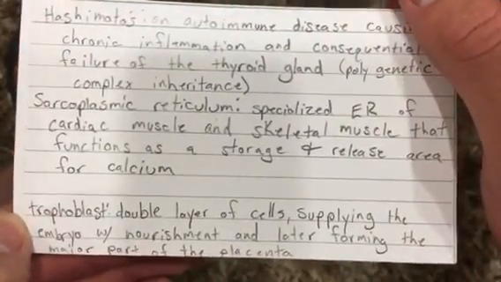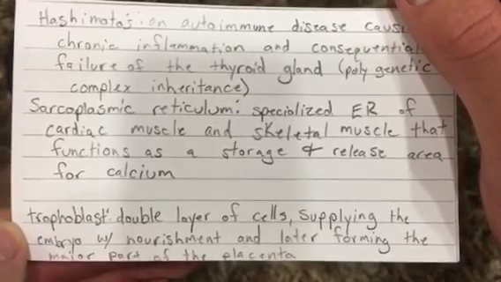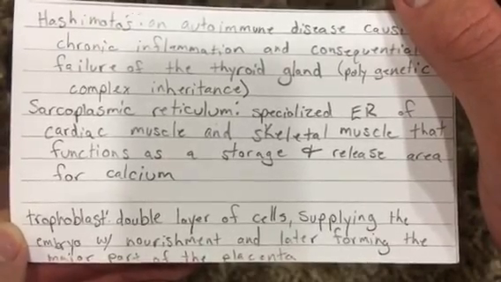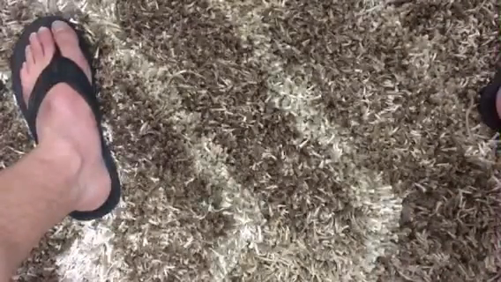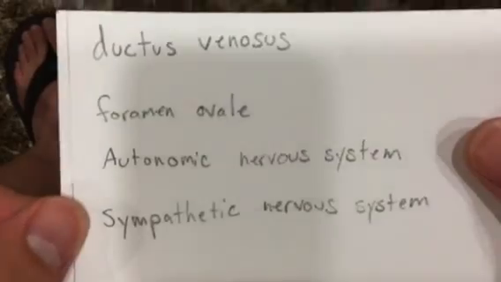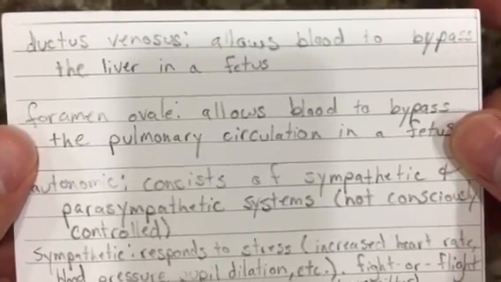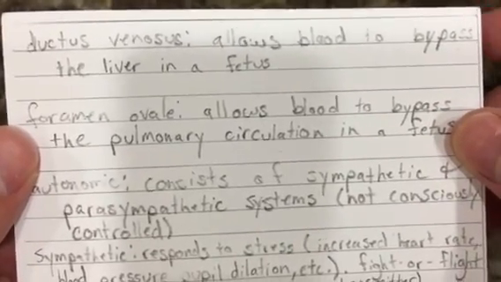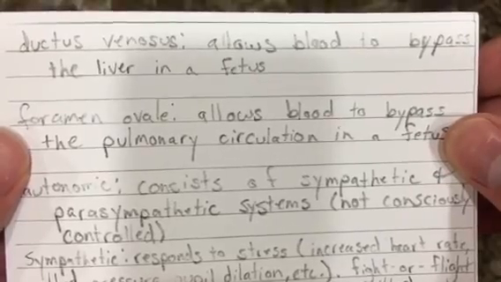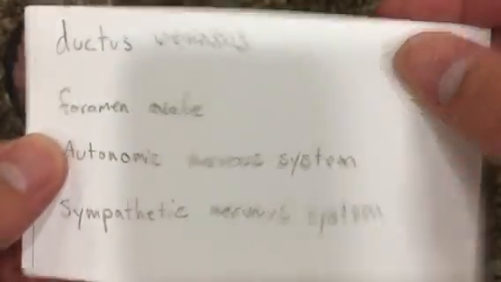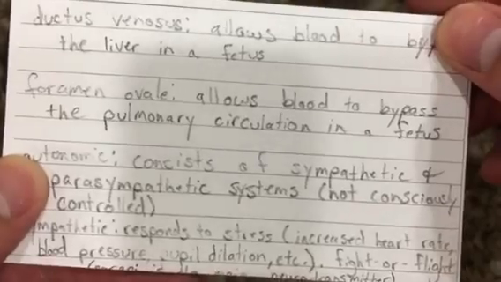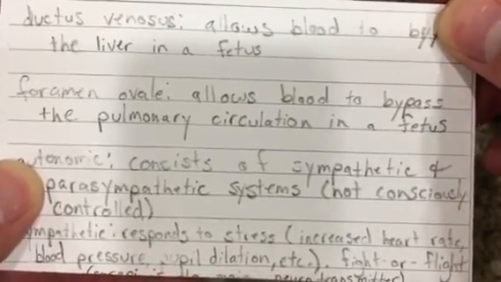Trophoblast, a double layer of cells supplying the embryo with nourishment and later forming the major part of the placenta. Ductus venosus allows blood to bypass the liver in a fetus. Foramen ovale allows blood to bypass pulmonary circulation in a fetus.